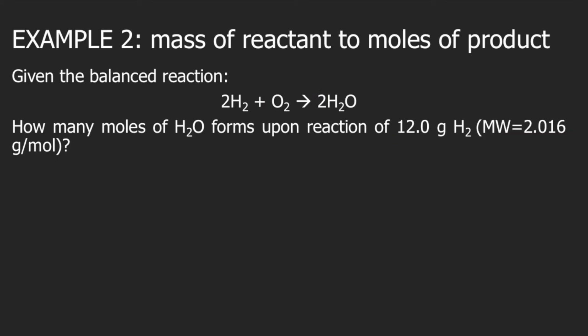Example 2, given the same balanced reaction, how many moles of water forms upon reaction of 12 grams of H2? So this time, we are given mass of reactant, which is 12 grams of H2, and we are looking for the moles of product, which is water. If you are given mass of the reactant, the first thing you need to do is to convert this to moles. So from 12 grams of H2, convert this to moles of H2, and then using the mole method approach, you convert this to moles of H2O.